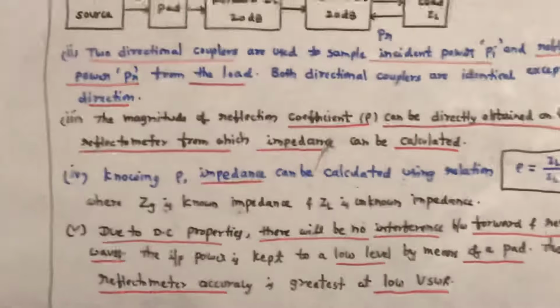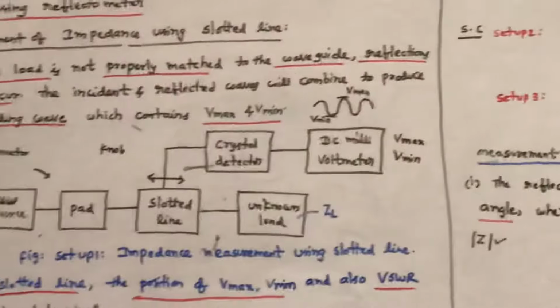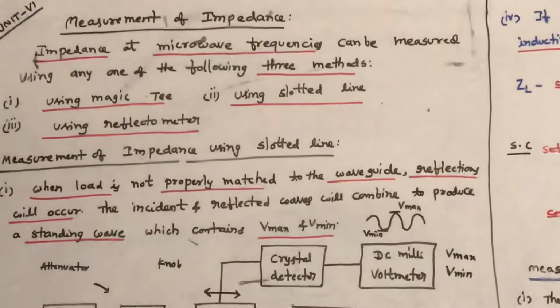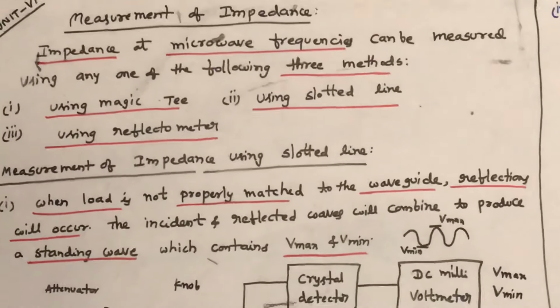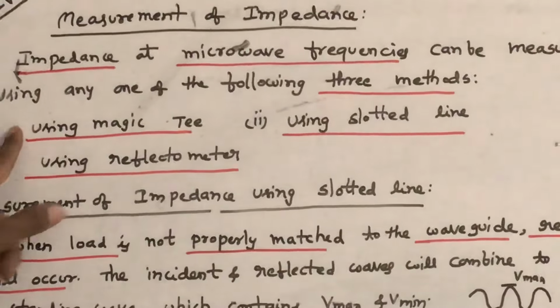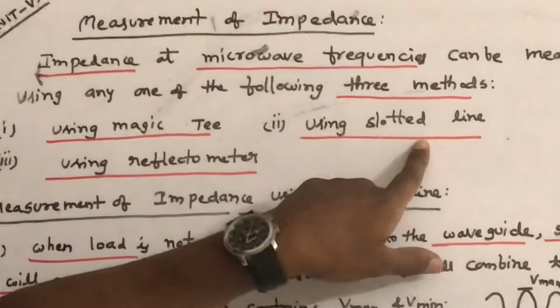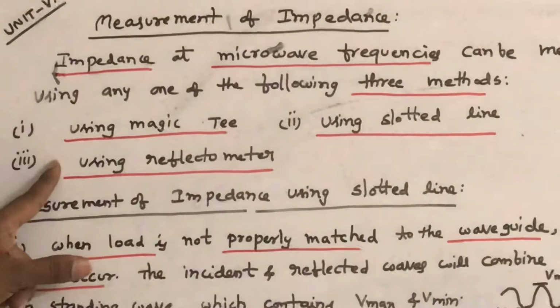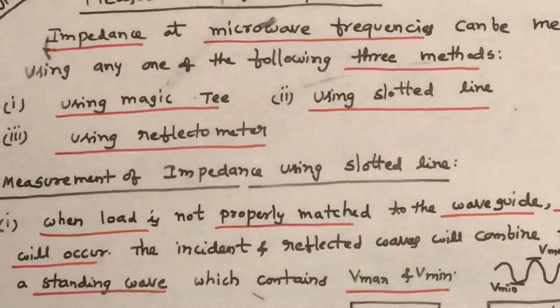So these are very important methods in the examination. Measurement of impedance: the impedance can be measured by magic T, which we have discussed in the applications of magic T. The impedance can be measured using slotted line. The impedance can be measured using reflectometer. So this is a very important question.